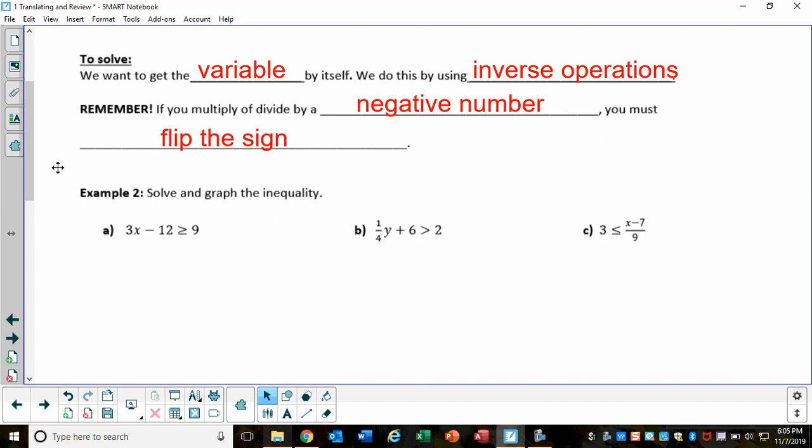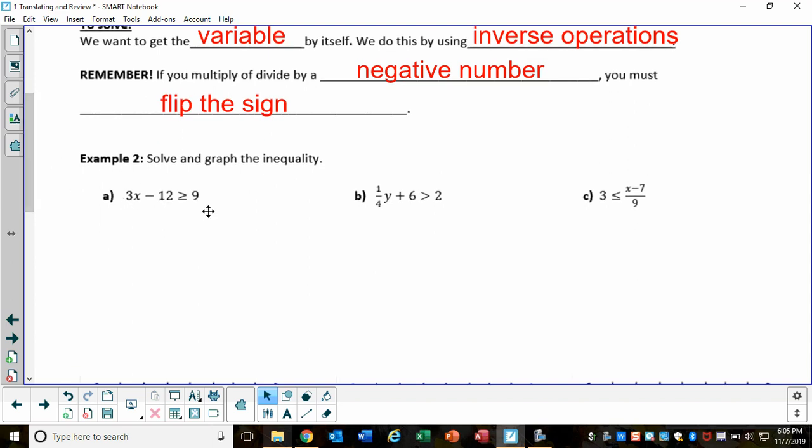Alright, so we're going to solve and graph the inequality. Alright, so this is just a 2-step inequality. We're going to solve it the exact same way we'd solve a 2-step equation. So the very first thing I'm going to do is get rid of this constant, this -12, by adding 12 to both sides. These guys will cancel out, so I'm left with the 3x. I bring down the inequality sign, is greater than or equal to, and 9 plus 12 gives me 21.